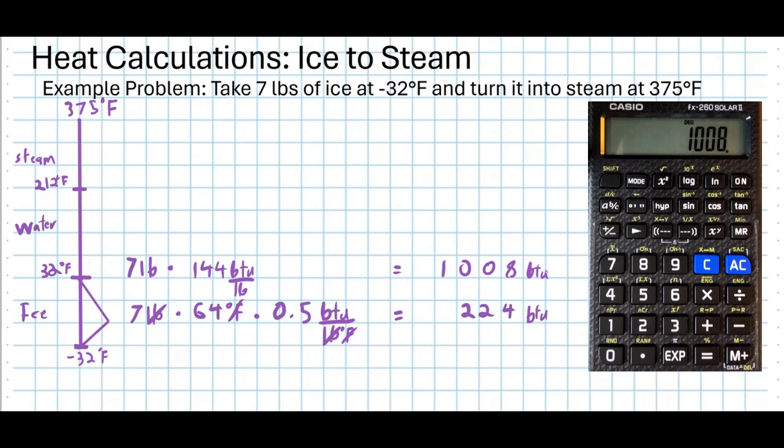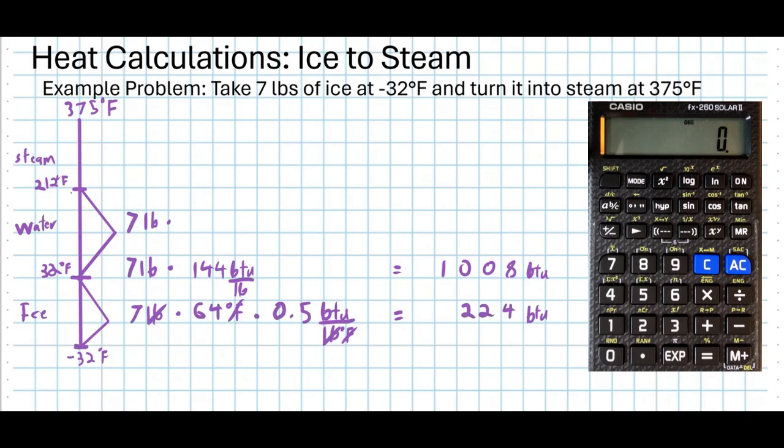So 1,008 BTUs took my 7 pounds of ice at 32 degrees Fahrenheit and melted it into water at 32 degrees Fahrenheit. So now I have water, and I need to raise the temperature of this water. So again, I'm going to draw this triangle here. And I have 7 pounds of water. That hasn't changed.